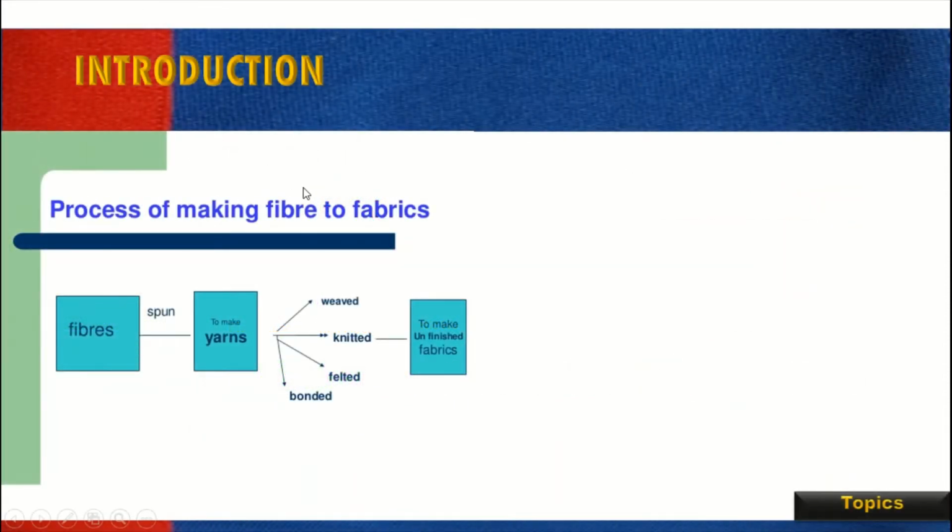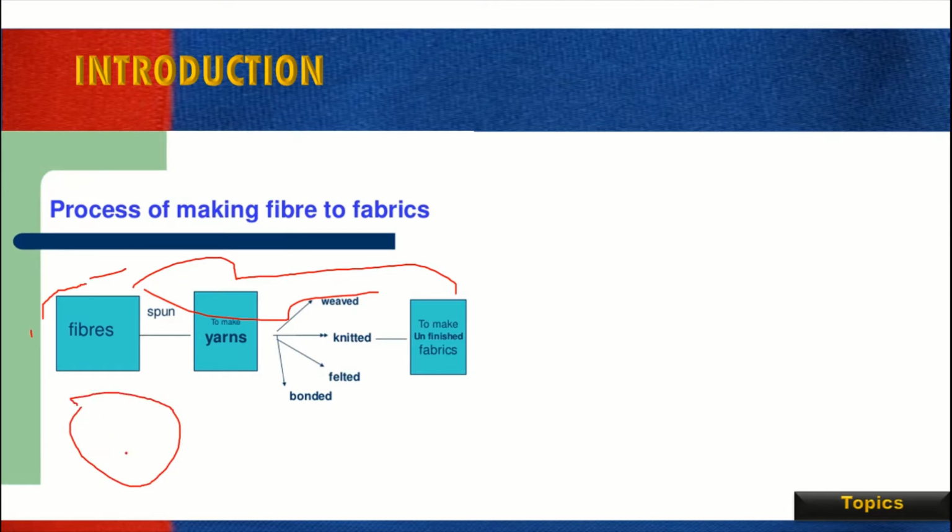So first let us recall how fibers are made into fabrics, right? In the previous 6th class you have learned that fibers turn into yarns and then turn into fabrics, right? First the fibers are spun in the process of spinning with the help of a chakra, right? You have seen the chakra used by Gandhiji to make his dhotis, right? That process is known as spinning, or they are spun to make yarns.